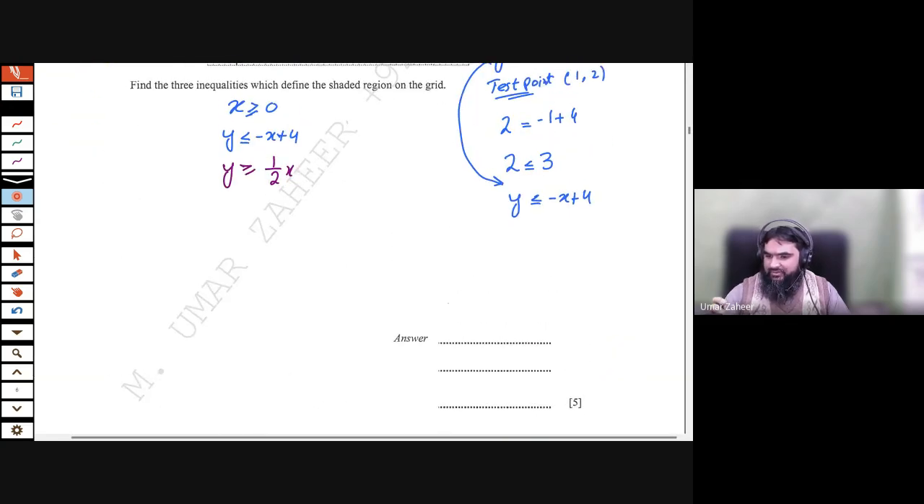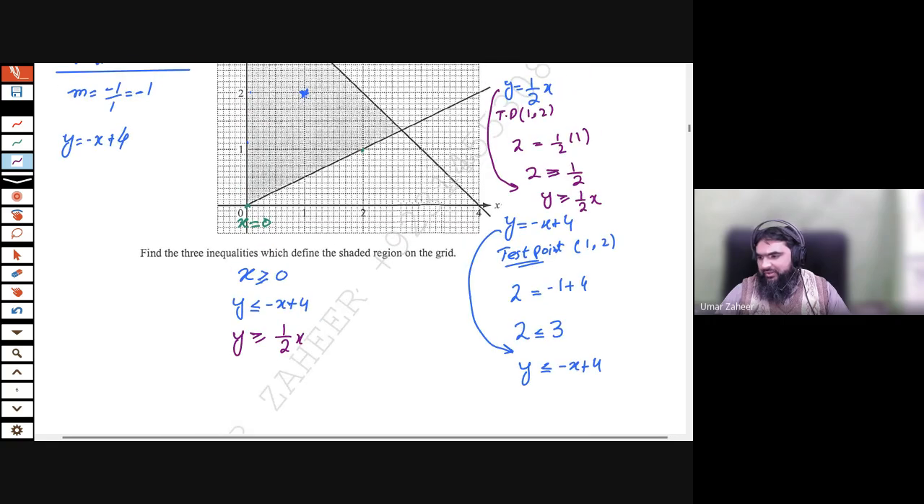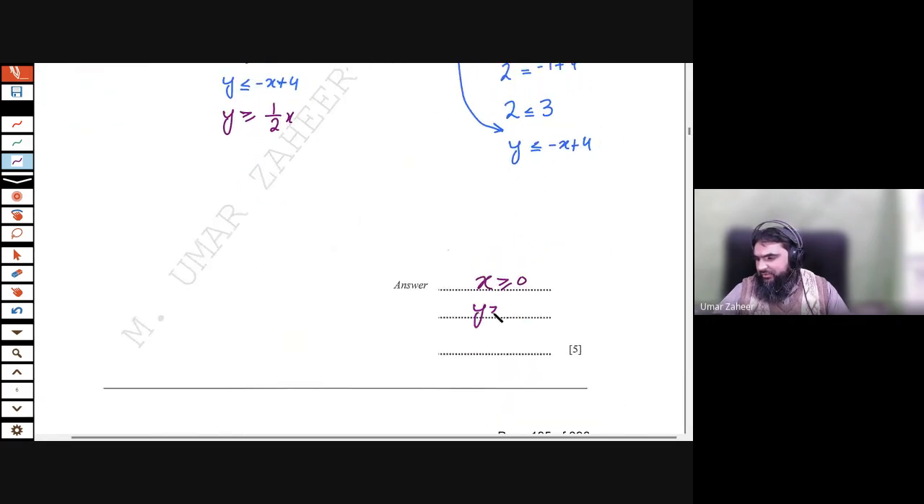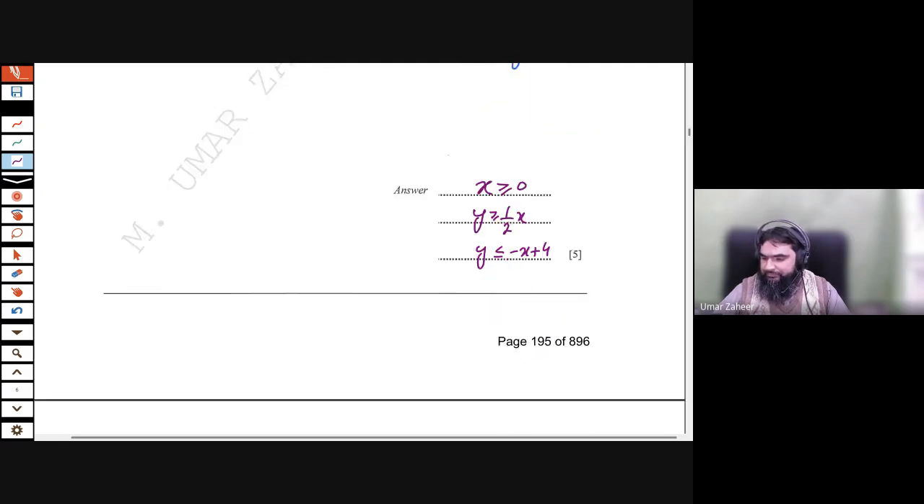You must write the answer in the answer space. X is greater than or equal to 0. It must be equal to, because it is a solid line. If it is a dotted line, it will be only less than. And y is greater than or equal to 1 over 2x. Y is less than or equal to minus x plus 4.